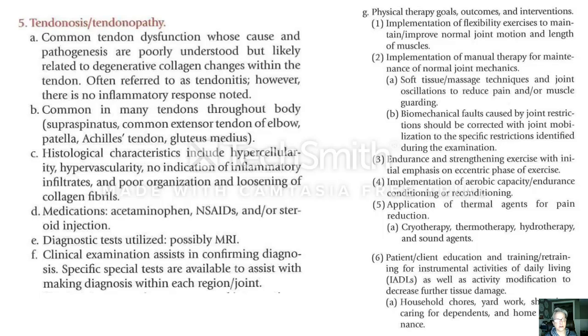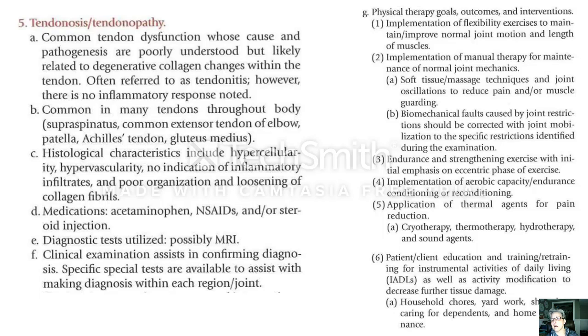Histological characteristics include hypercellular, hypervascularity, no indication of inflammatory infiltrates, and poor organization and loosening of collagen fibrils. Medications include acetaminophen, NSAIDs, and/or steroid injection. Diagnostic test utilized is possibly the MRI. Clinical examination assists in confirming diagnosis. Specific special tests are available to assist with making diagnosis within each region and joint.